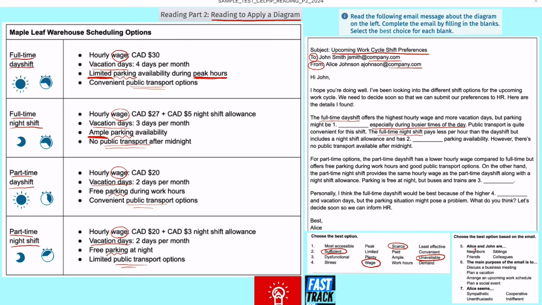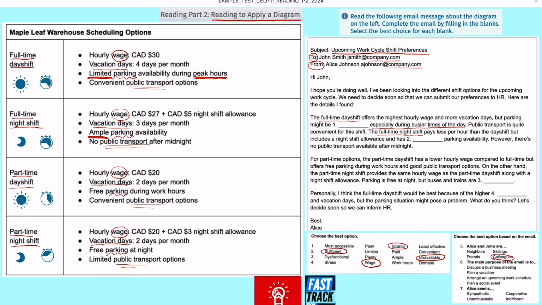Number 5, in this case, says Alice and John are A, neighbors, B, siblings, C, friends, and D, colleagues. Now, remember how when we were reading the sender and recipient and subject line, we saw that it says at company.com. So they both have the same domain, and it's a company domain. So that's a clue. And then if you read the opening, it also says, I hope you're doing well. I've been looking into the different shift options for the upcoming work cycle. See, they're discussing shift options together, right? And so the best answer is colleagues.